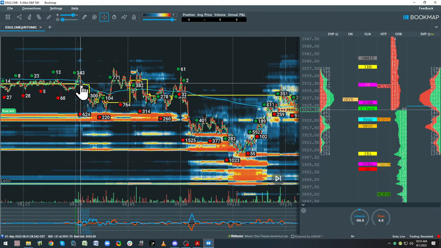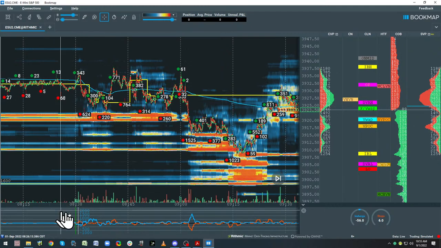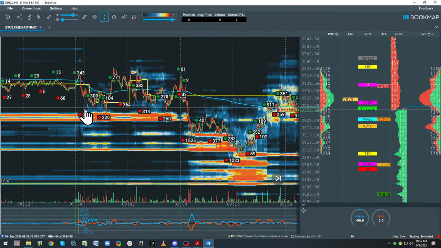So here's how this works. Now again, nobody knows, right? But here's how I use this. This is called VPOC migration, and track with me. The VPOC, the volume point of control, is extremely sensitive on the open, and make a note of this, because it resets at RTH open, which is 8:30 my time. So this is like zero. The first volume that comes in shows your volume right here. And then as the market moves down, you see the volume transacting. This is moving down with it. All it's doing is measuring volume.